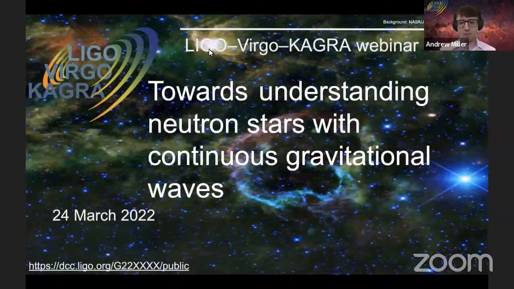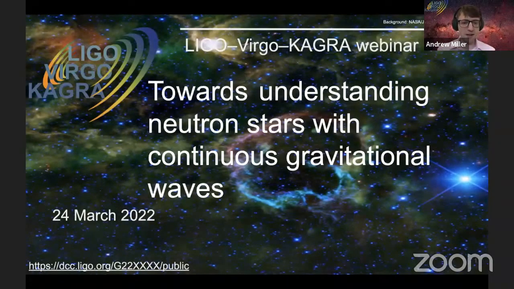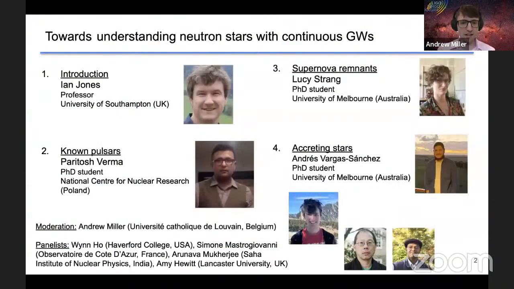This webinar will be about known sources of continuous gravitational waves and how we can understand neutron stars with them. So if we move now to the next slide, I just want to introduce everyone who's going to be speaking here today. First, we will have an introduction by Professor Ian Jones from the University of Southampton in the UK. Then we will have a discussion about known pulsars from Petros Verma, who's a PhD student at the National Center for Nuclear Research in Poland.